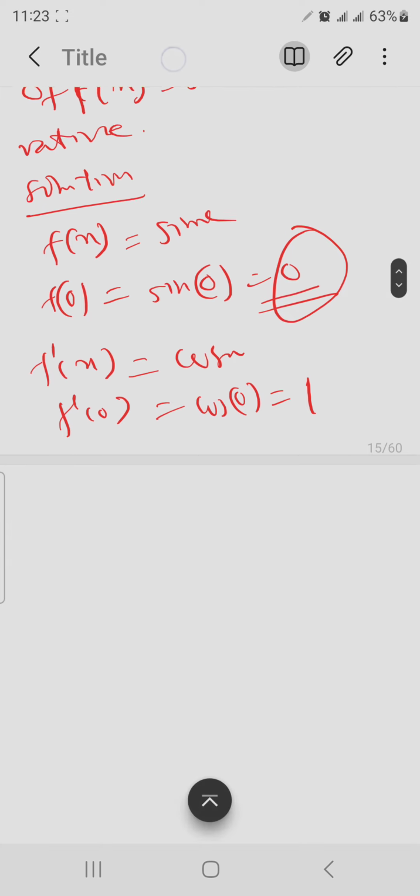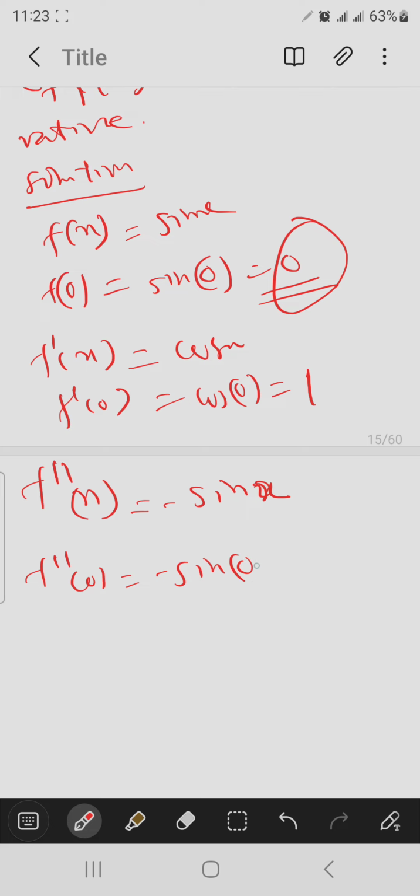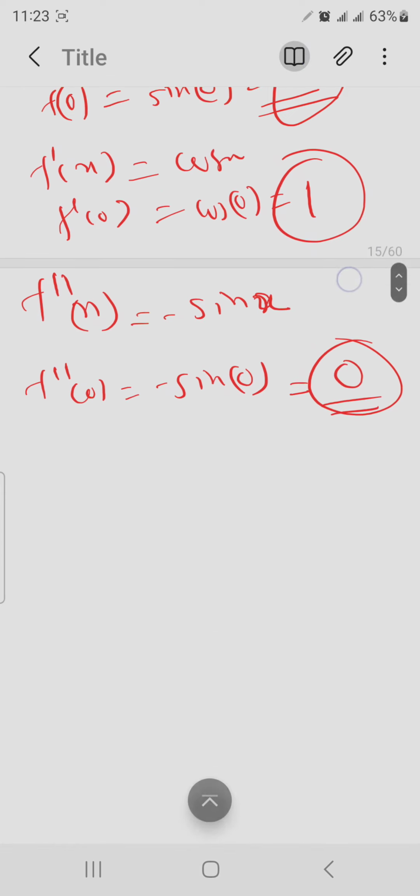So the third one is going to be f double prime of x. Differentiate this f of x. You know, because when I differentiate cos x, it will be minus sin x. So now put 0 here. Minus sin 0 is 0. So this one is going to be 0. Know this. It is 3 like that.